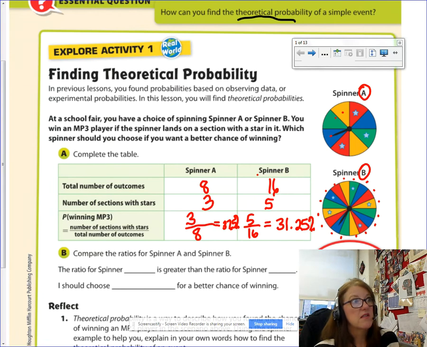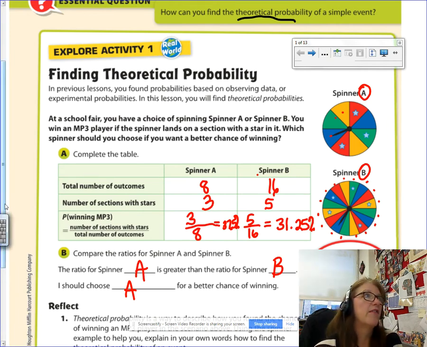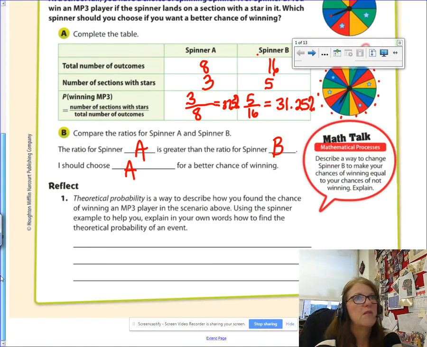31.25%. So when I compare these ratios, the ratio for spinner A is bigger than the ratio for spinner B. So I would choose A for a better chance of winning this game. All right. They're awfully close, definitely. But if you have to make that choice, definitely you want to choose the one that's going to have better chances for you to win.